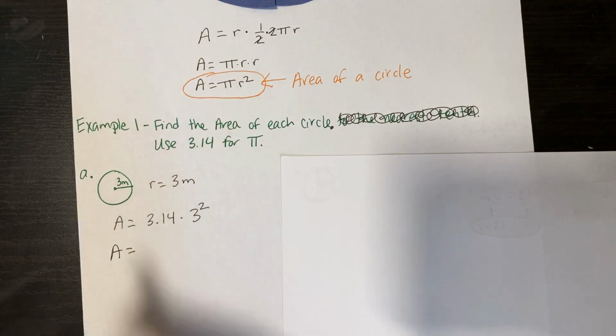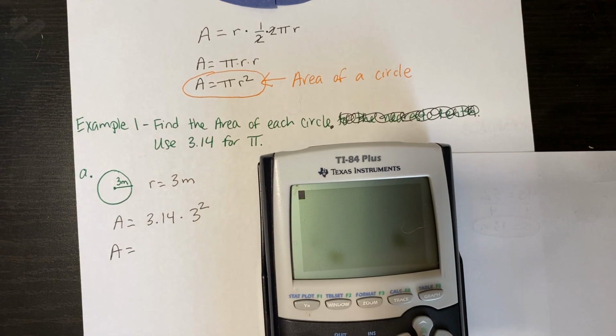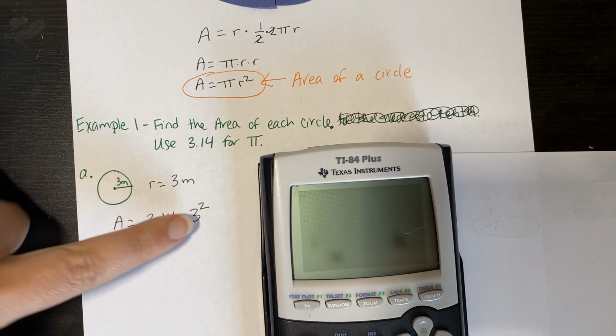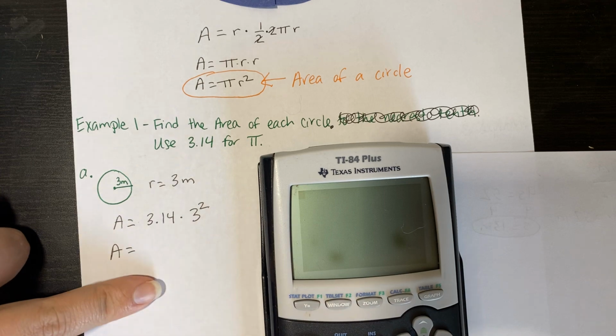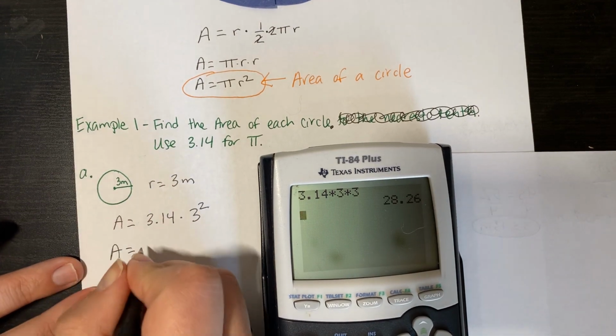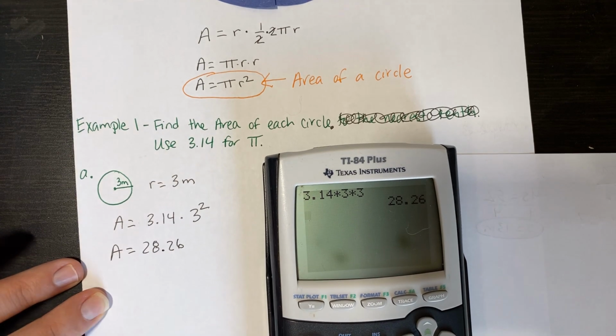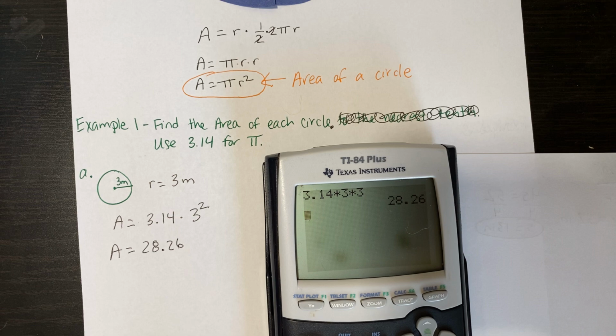So now we just plug this into our calculators. I'll show it on my calculator. There's 2 ways we can write it. Remember that this 3 squared is just 3 times 3. So we could say 3.14 times 3 times 3. And our area would be 28.26. If you have a fancy calculator or one that does squareds, you could do 3.14 times 3 squared, and you get the same answer.